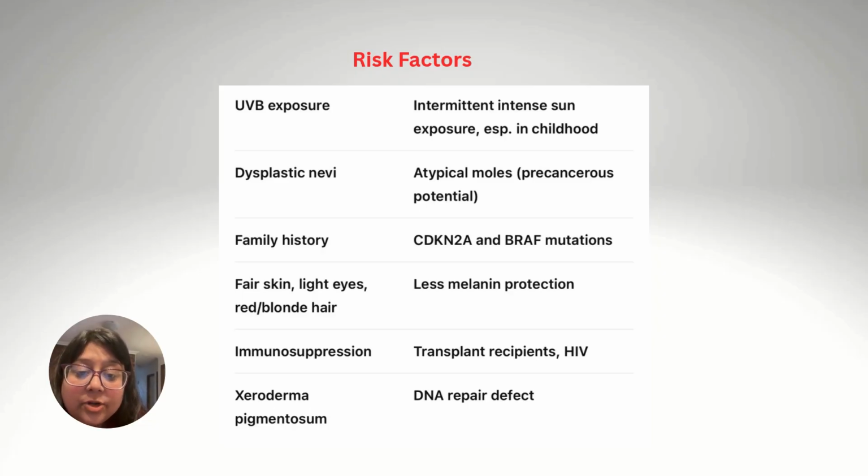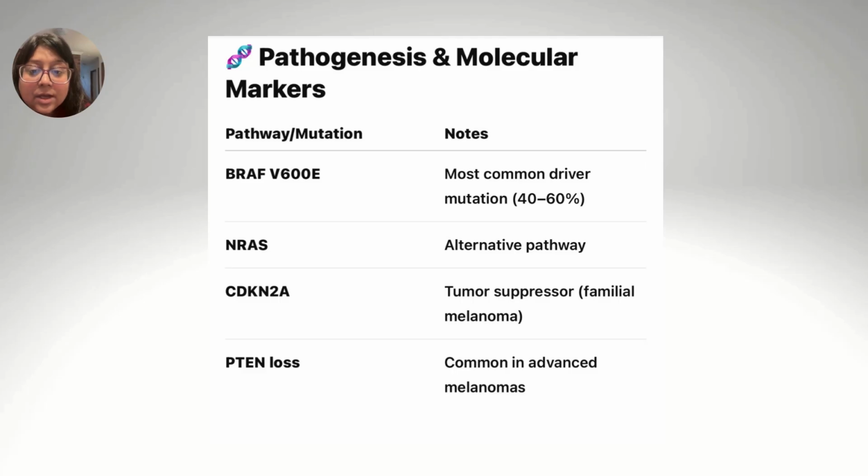Patients with immunosuppression, like recipients of the transplant and HIV patients, have a higher risk of developing malignant melanoma. Also, xeroderma pigmentosum patients have a higher risk of development of malignant melanoma. Most common driver mutations, in say 40 to 60% cases, are the BRAF V600E mutation. Other mutations which are implicated in the pathogenesis are NRAS mutations, CDKN2A mutations, and PTEN loss.